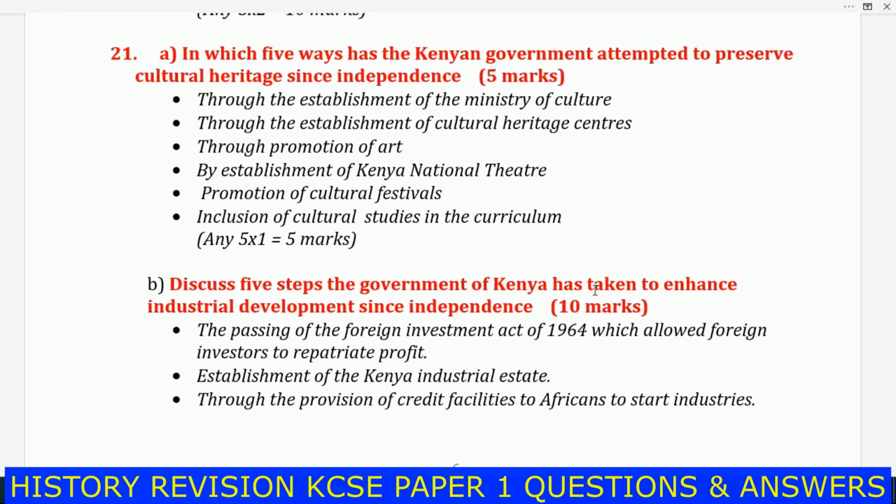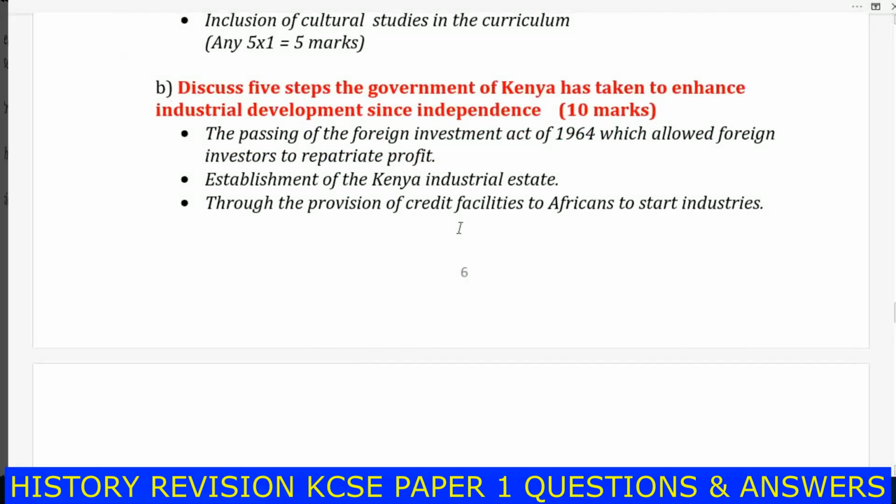Number 1, through the establishment of the Ministry of Culture. Number 2, through the establishment of the cultural heritage centers. Number 3, through promotion of art. Next, by establishment of Kenya National Theatre. Next, promotion of cultural festivals. Next, inclusion of cultural studies in the curriculum.